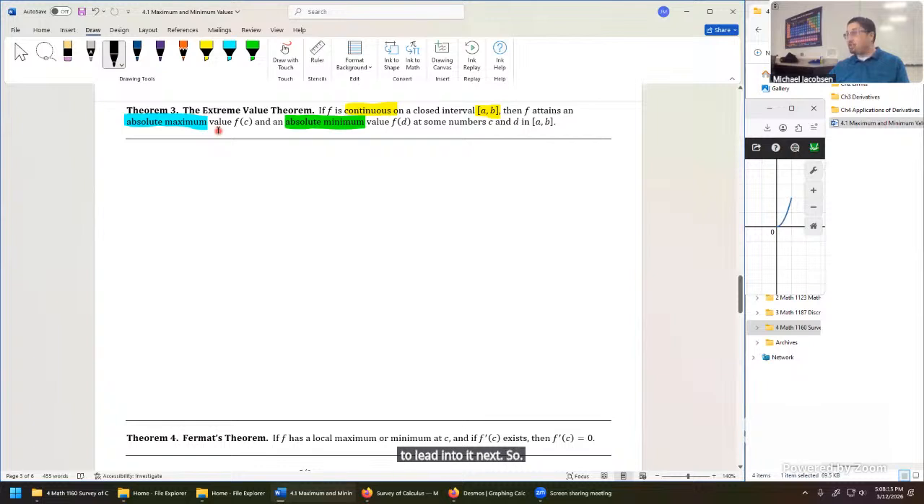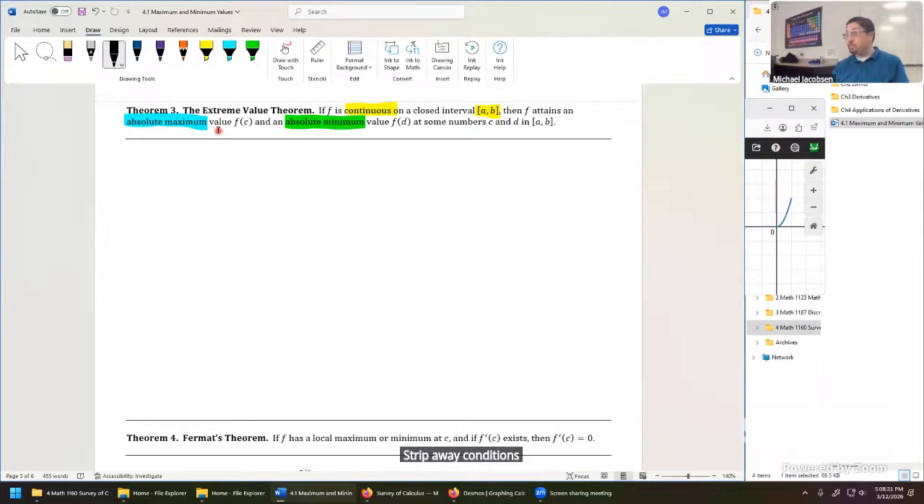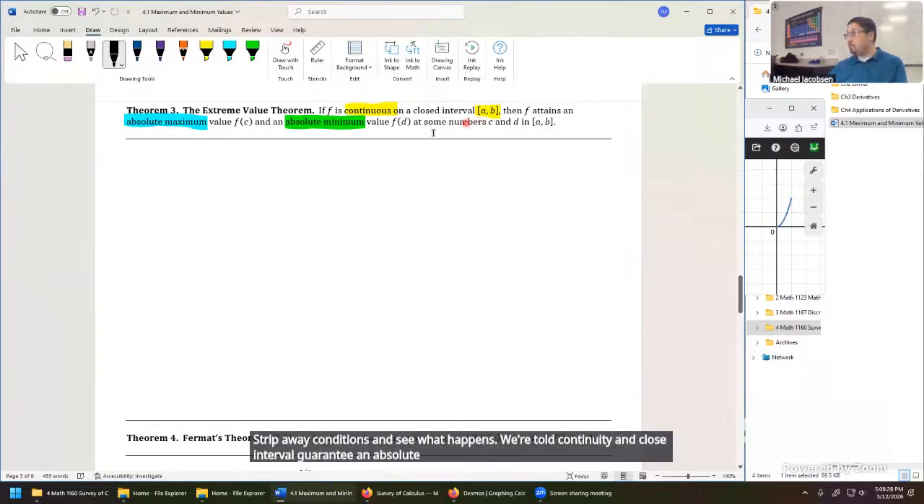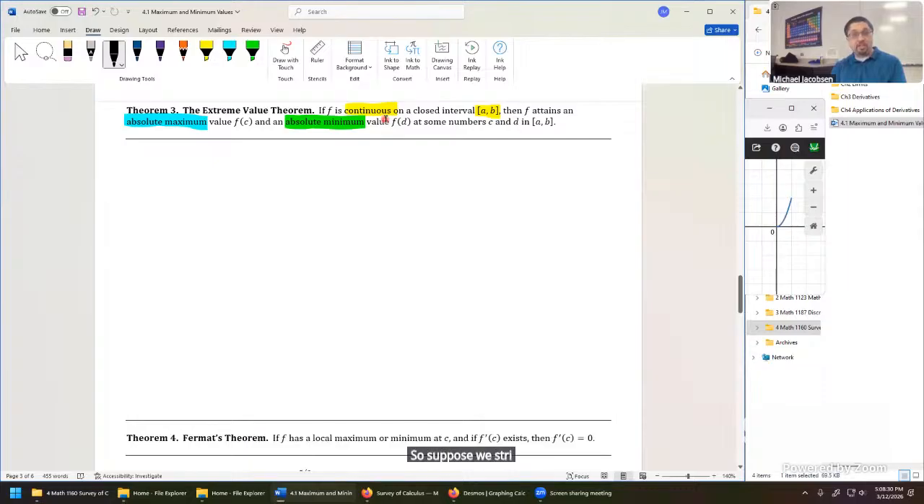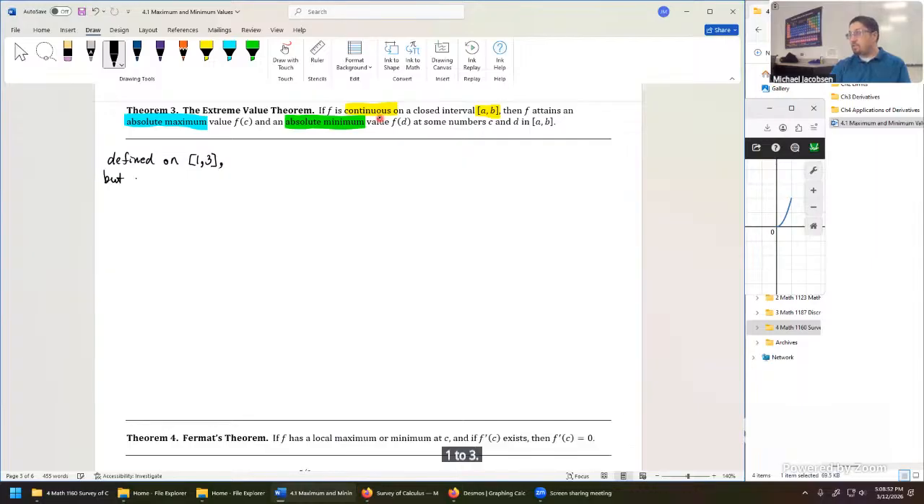One typical way to think about the extreme value theorem is to strip away conditions and see what happens. We're told continuity and closed interval guarantee an absolute maximum and absolute minimum. So let's suppose we strip off continuity, keep the domain a closed interval, and just see what happens. So let's say it's defined on, let's make that interval a little more concrete, [1, 3], but not continuous. I'll use CONT as shorthand for continuous.